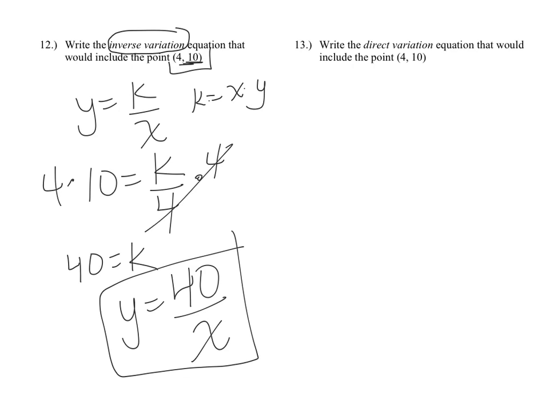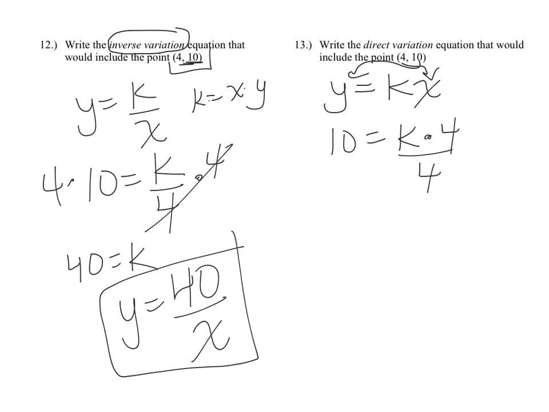So number 13, same type of question, except I want a direct variation. Remember, direct variation is y equals the constant times x. We need to find k here. So put the 4 in for x and the 10 in for y. So I have 10 equals k times 4. To get k alone, I've got to divide both sides by 4, right? 10 over 4 reduces to 5 over 2 equals k. I'm not done though. I have to write the equation, right?